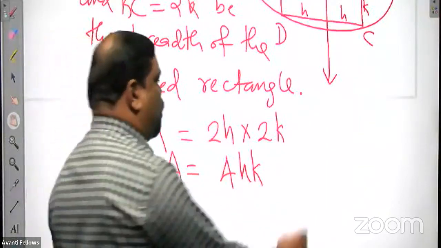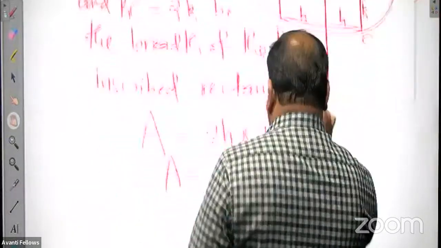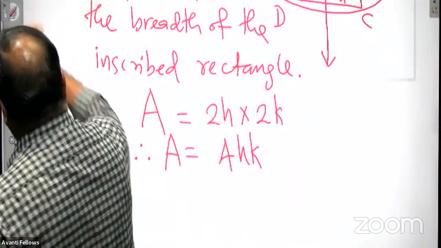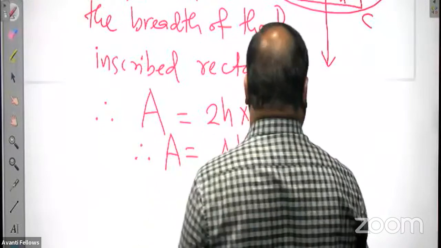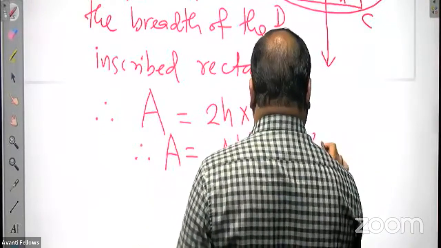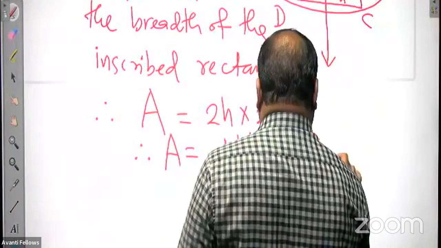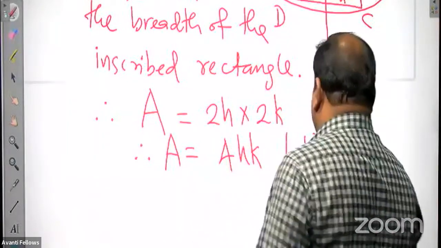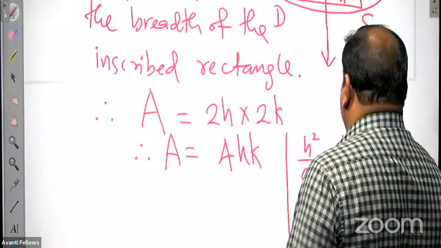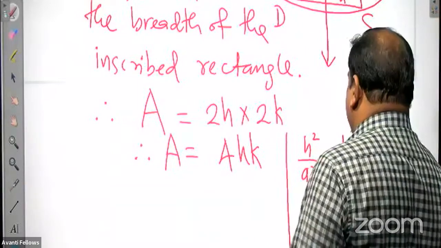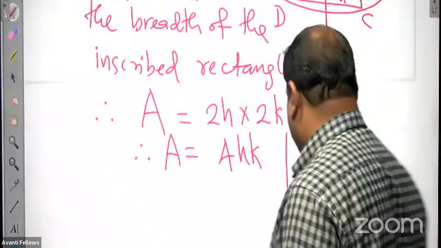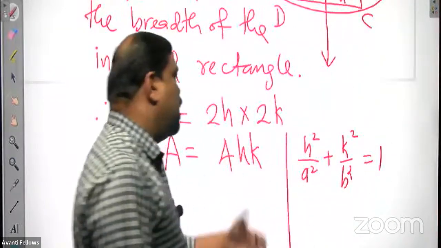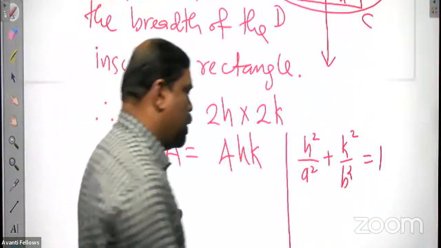For that, what we have to do: (h, k) is a point on the ellipse, okay? (h, k) is a point on the ellipse. That means it must satisfy the equation of the ellipse. What is the equation of the given ellipse? x square by a square plus y square by b square equal to 1. So from here, either h or k we can take.